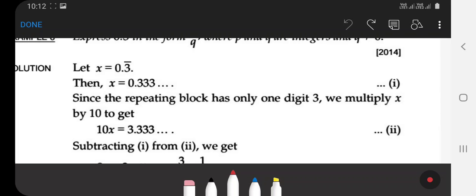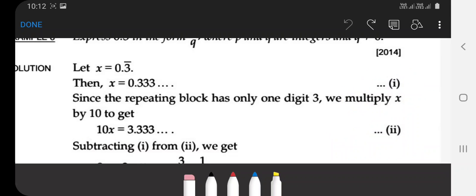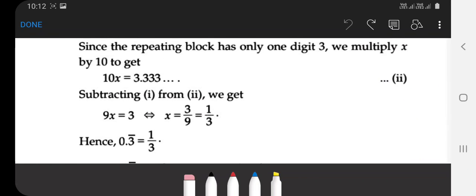So the next step, we multiply equation 1 by 10. Now 10x equal to 3.3333 and so on till infinity. The next step is to subtract equation 1 from equation 2. Clear, students? Subtract equation 1 from 2.